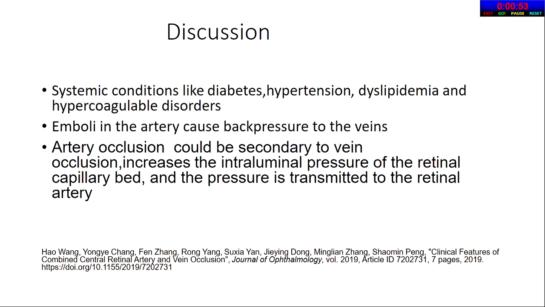Systemic conditions like uncontrolled diabetes, hypertension, dyslipidemia, and hypercoagulable disorders like antiphospholipid syndrome and protein C deficiency can cause this condition. When there is an artery occlusion, there can be two chances. Either an artery occlusion is causing the vein occlusion by giving back pressure to the veins, or sometimes vein occlusion causes artery occlusion also. As the vein occludes, it increases the intraluminal pressure in the retinal capillary bed, and the pressure is transmitted to the retinal artery.